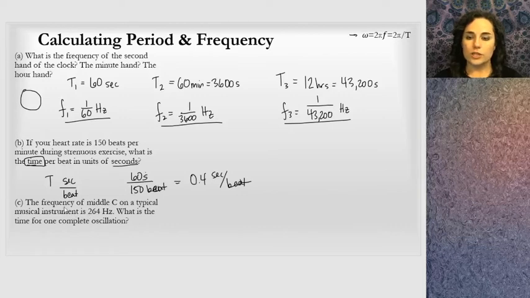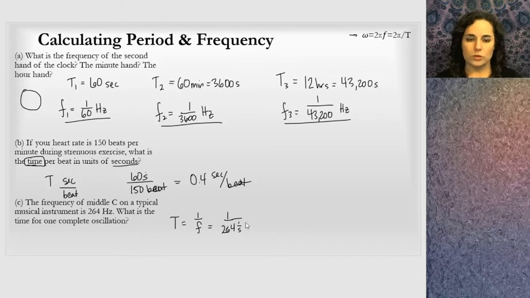The last question here, it says the frequency of the middle C on a typical musical instrument is 264 hertz. What is the time for 1 complete oscillation? So if I think about maybe that guitar string, how long does it take for that guitar string to oscillate at a middle C at 264 hertz? Well, the period, the time for 1 oscillation is the period. The period will equal 1 over the frequency, so I'll have 1 over 264 hertz, or 1 over seconds.